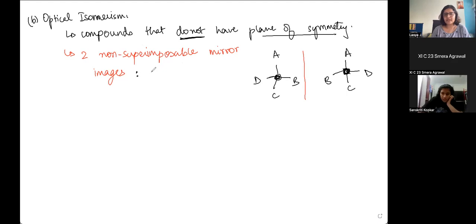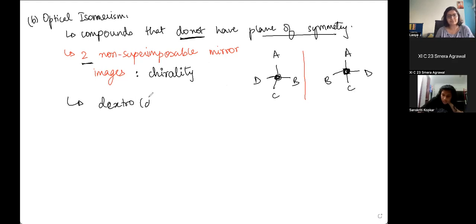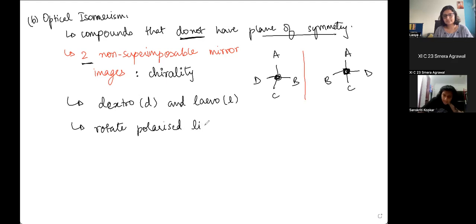Whenever this happens, you say that there is a chiral center. This phenomenon is called chirality. So just like in organic chemistry, in optical isomerism you have chirality coming into the picture. The two mirror images that we get are called dextro and levo. Dextro is denoted by D and levo is denoted by L. The speciality of both of these, and why we care about this, is that they rotate polarized light in different directions. If it is dextro rotatory, the rotation is to the right, and levo rotatory means the rotation is to the left.